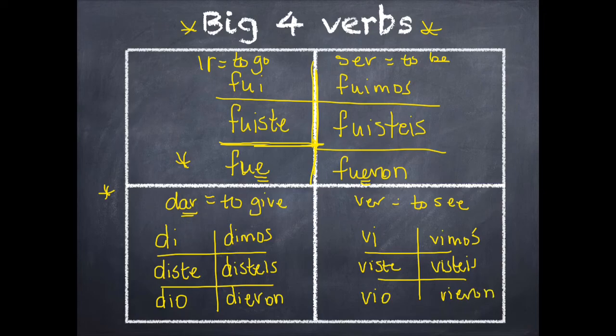Okay. Let me erase that. It looks really horrible. All right. Let's try it again. That's better. Okay, vieron. So these are what we call our big four because they're completely irregular. They follow no pattern. Dar, okay, is going to have the same verb endings as the verb ver, all right, regardless of the fact that it's an AR verb.